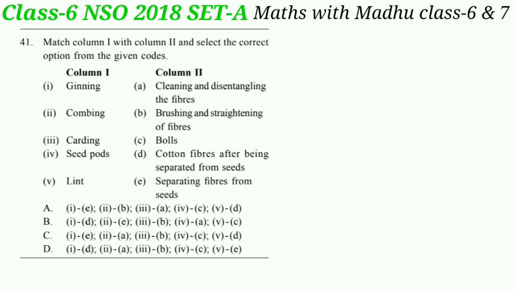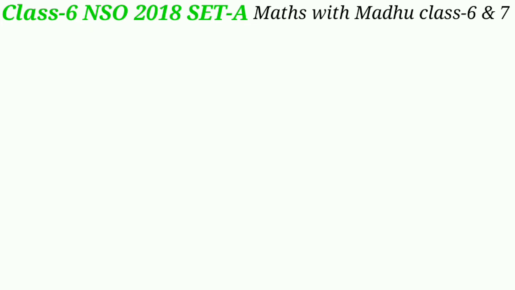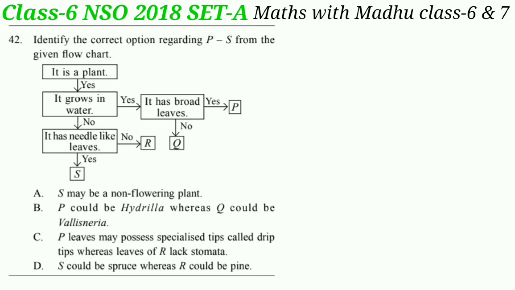IV, seed pods. This should be balls. V, lint. Lint is the cotton fibers after being separated from seeds. So the answer will be option A. Now question 42. Identify the correct option regarding P to S from the given flowchart.